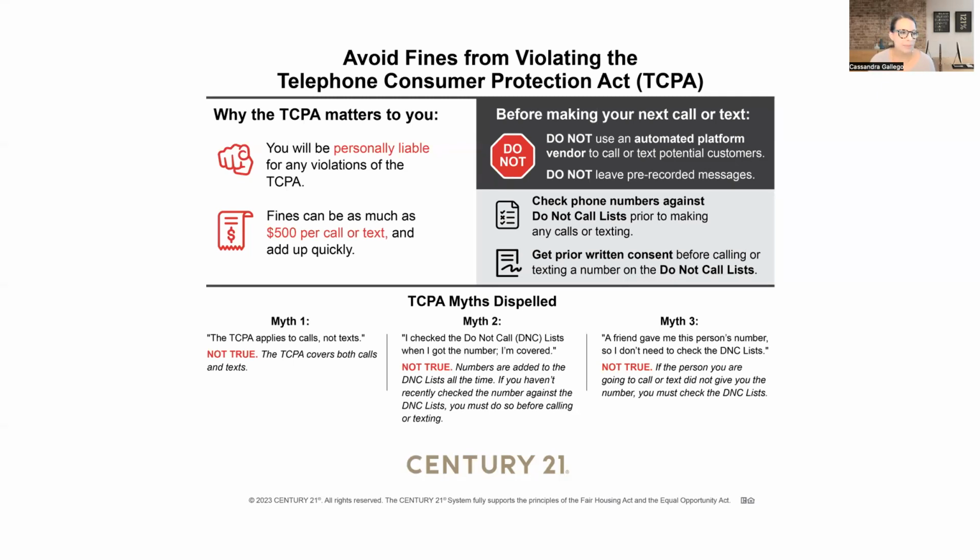Again, people are adding themselves to these lists on a daily, hourly basis. We never know when they're adding themselves. So we do want to recheck if it's been a while before we call or text them. And finally, myth number 3, a friend gave me this person's number, so I do not need to check the DNC list. Again, it's a person you're going to be calling or texting, did not personally share their information with you. As kind as it was of your friend to think of you, we still need to check the DNC list as per the Telephone Consumer Protection Act.